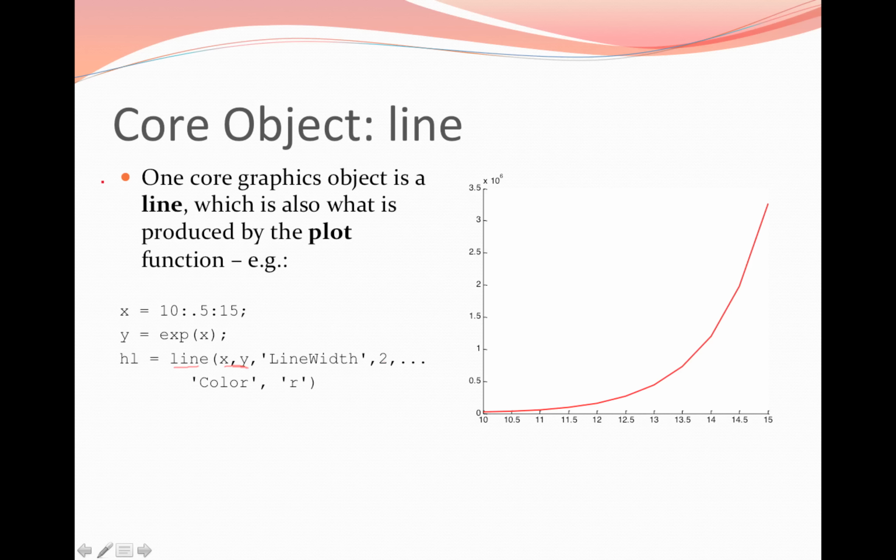And I'm going to take the result that I get from this line function and store it in a variable called HL. So HL is now the handle of my line object. Now as long as I leave the figure window open, I can use the get function to get the properties, and I can use the set function to change the properties of this particular graph.